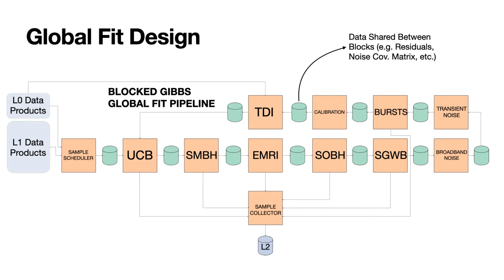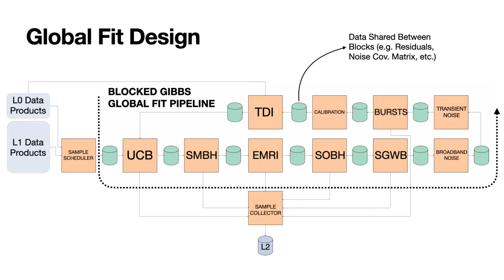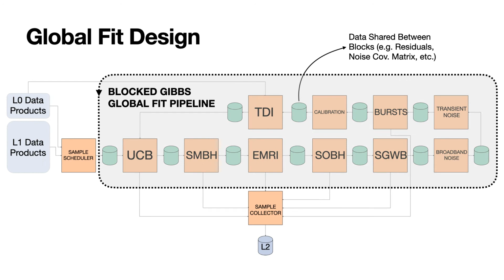This is a flowchart for a proposed global fit pipeline with independent blocks for parts of the model of gravitational wave sources, detector noise, and data calibration. The green canisters are the data shared between the blocks, updating the subset of the model parameters. Exactly how to best share information between blocks is still to be determined, but as a starting point, we imagine exchanging residuals and the noise covariance matrix from one segment of the analysis to the next. The algorithm then cycles through many updates from each block and collects samples to then be formatted as the higher level data products.